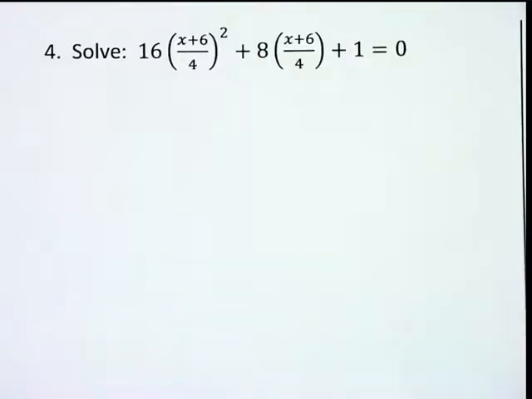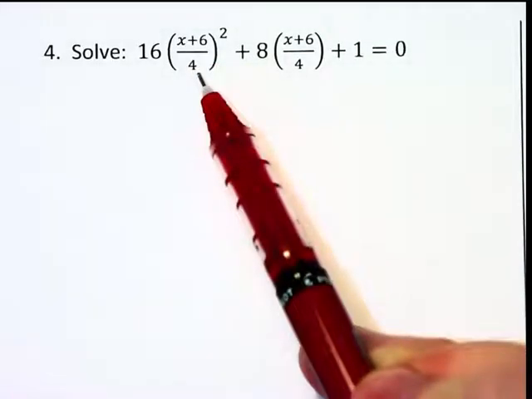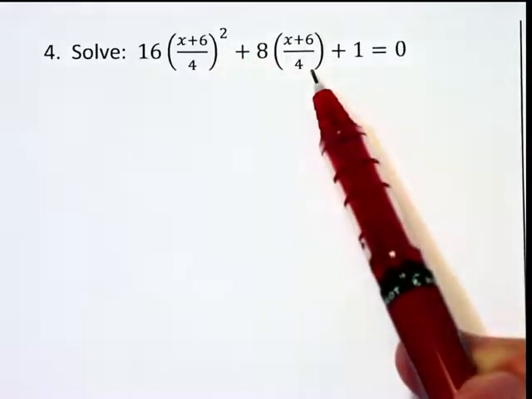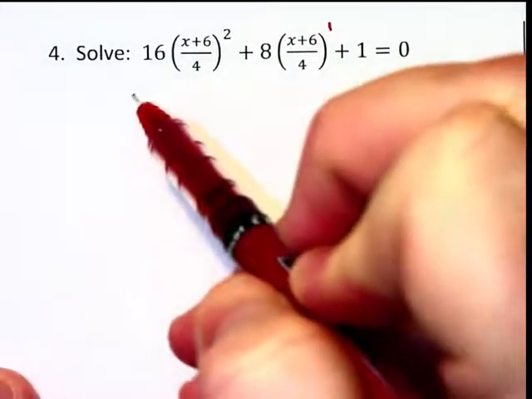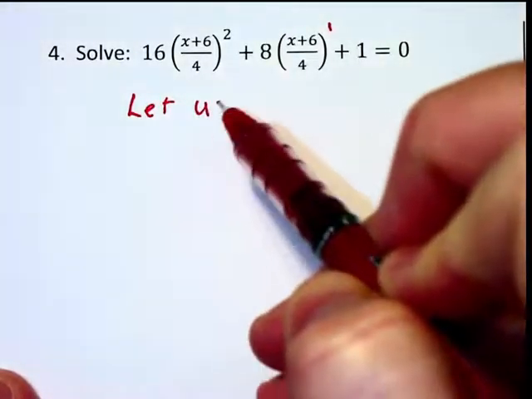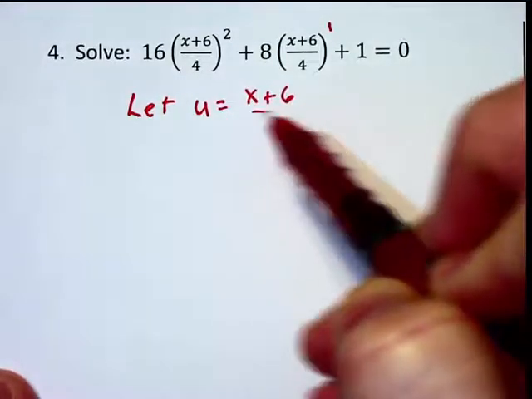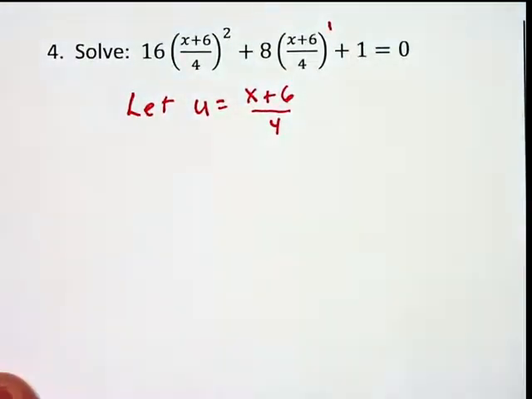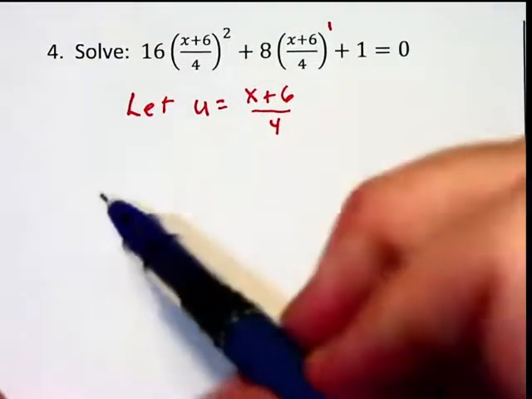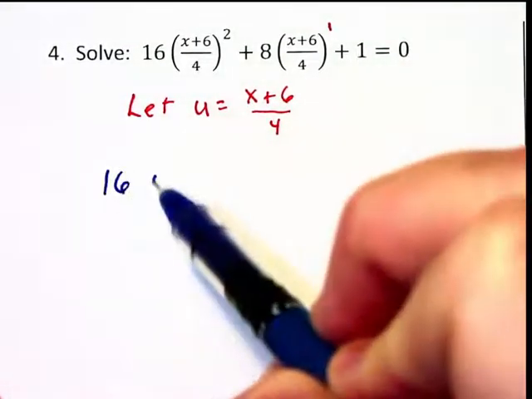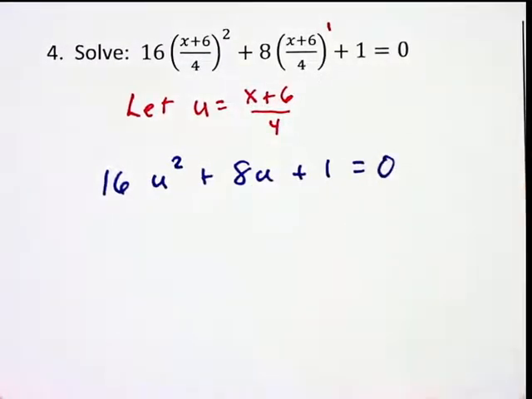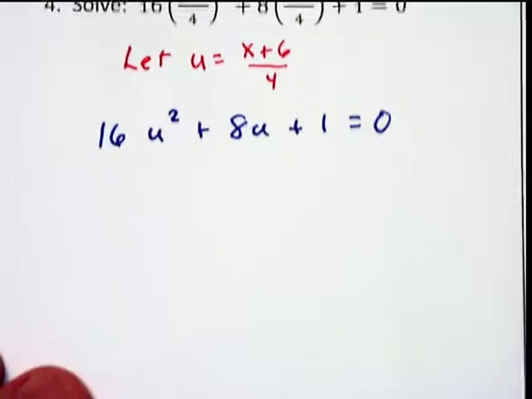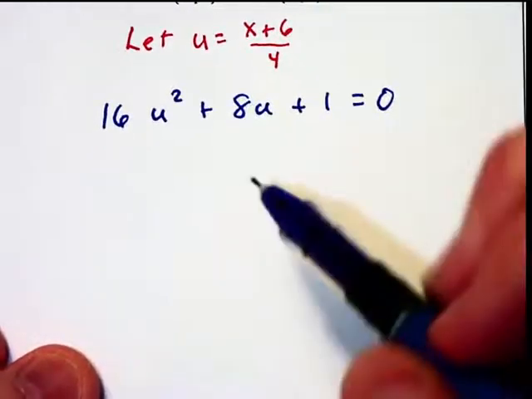In this next problem, we see an x plus 6 over 4 squared and an x plus 6 over 4 to the first showing up, and this is reducible to quadratic, but we're going to use something called u substitution. We're going to say let u equal x plus 6 over 4, and we're going to substitute out that fraction for u and rewrite this as 16u squared plus 8u plus 1 equals 0. Now we have a quadratic with the variable u, which we can solve easily.